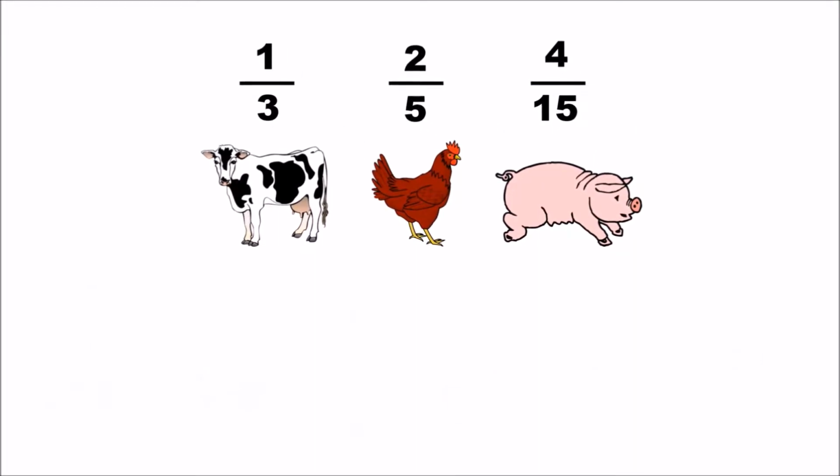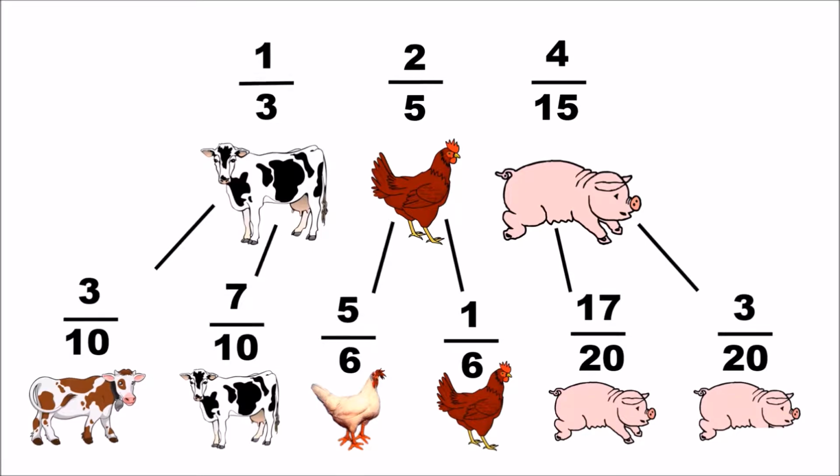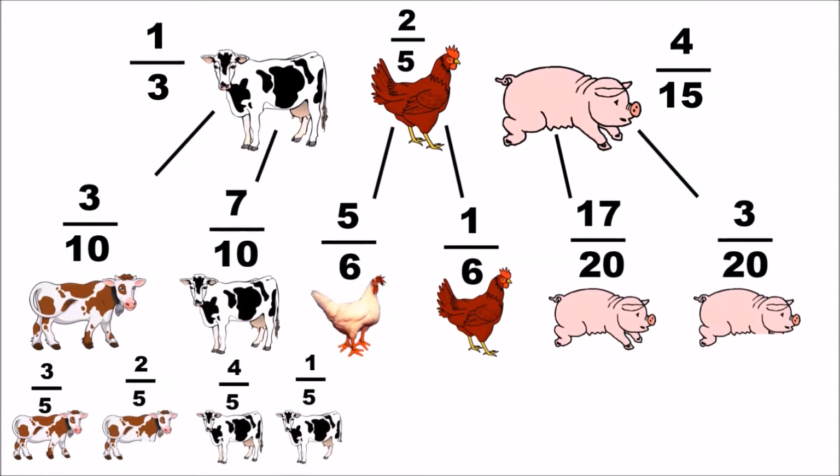Now out of the cows, 3/10 were brown cows, and 7/10 were white cows. And out of the white cows, 1/5 had 3 legs, and the other 4/5 had 4 legs. Out of the brown cows, 2/5 had 2 legs, and the other 3/5 had 4 legs.